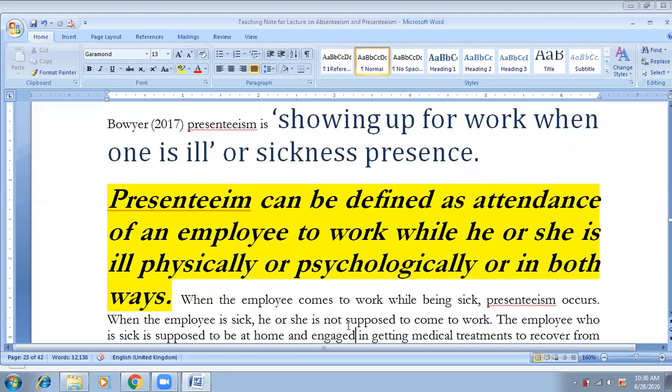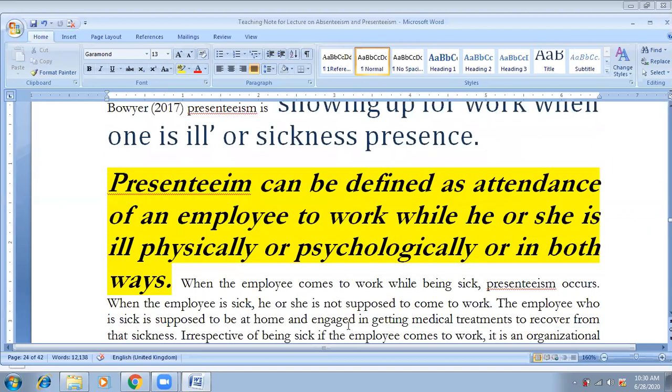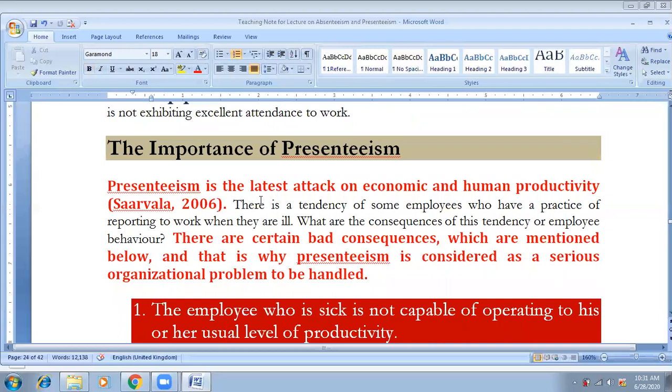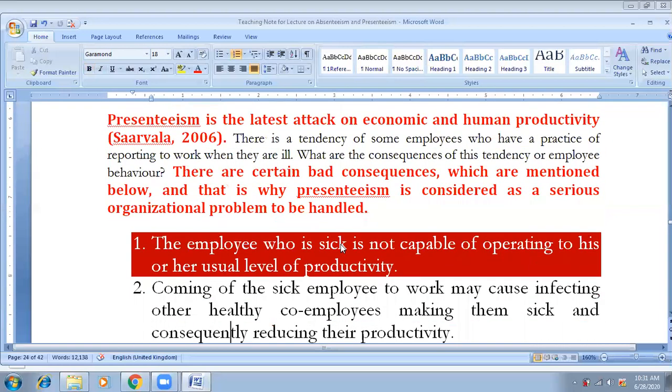In presenteeism, you are not supposed to come to work because you are ill. You are supposed to be at home or at the relevant hospital if you are seriously ill. But you come while being sick. Therefore, presenteeism can be defined as attendance of an employee at work while he or she is ill, physically or psychologically or in both ways. Right. So then the importance of presenteeism. It is regarded as the latest attack on economic and human productivity. There are certain bad consequences, which I have mentioned below. That is why presenteeism is considered a serious organizational problem that the relevant managers have to handle.